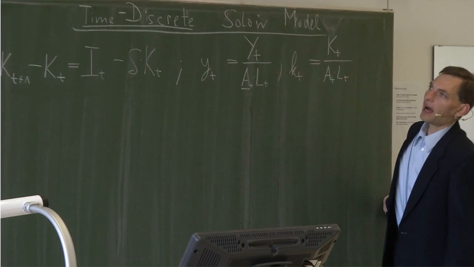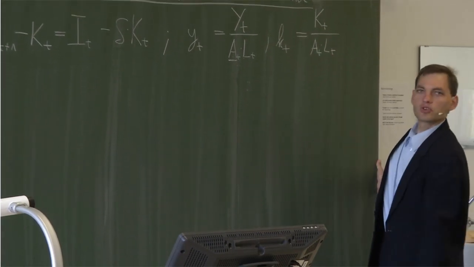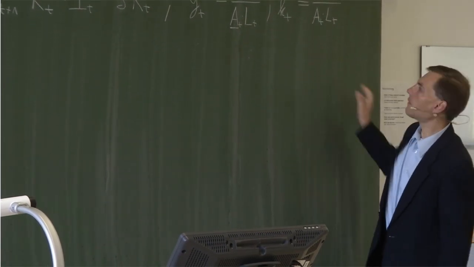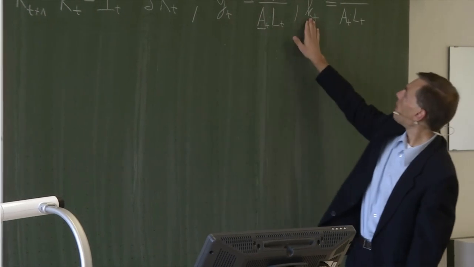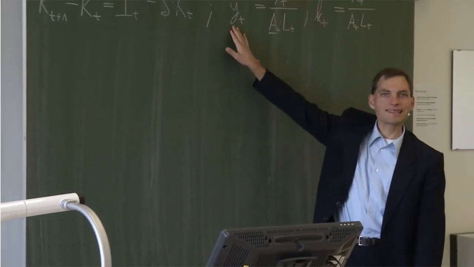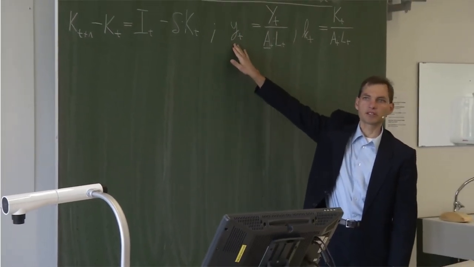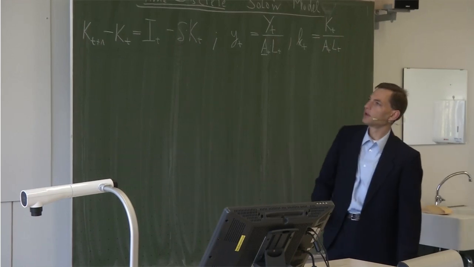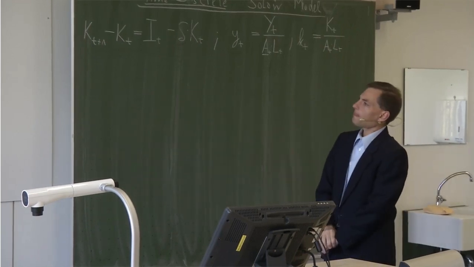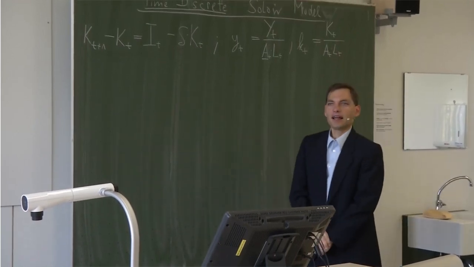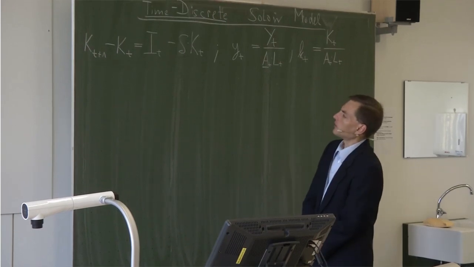So let's combine all the conditions 1, 2, 3, and 4 in one and write the model in the end with the lowercase letters, the per capita variables. That is our ultimate goal. So how can we do this? Well, in this case, I will start as follows.